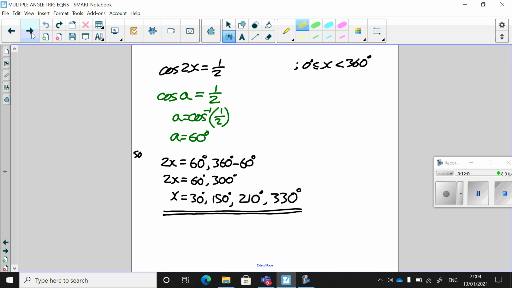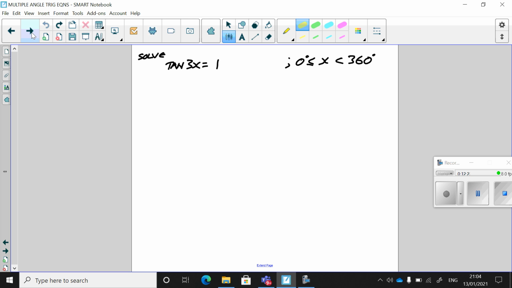Right. Okay. So that was the first one. Cos 2x equals a half between 0 and 360, not inclusive of 360, but inclusive of 0. And we went through all the motions here. Let's go and get another one. So we get tan 3x equals 1. Tan 3x equals 1.